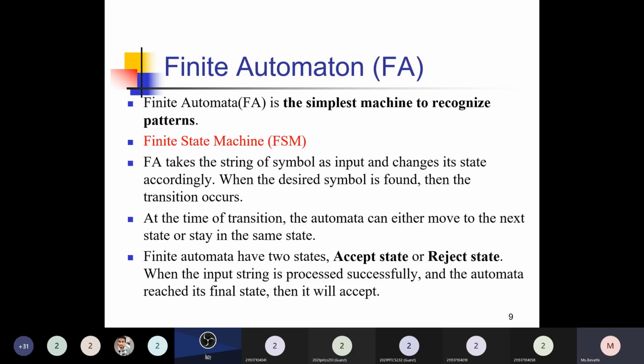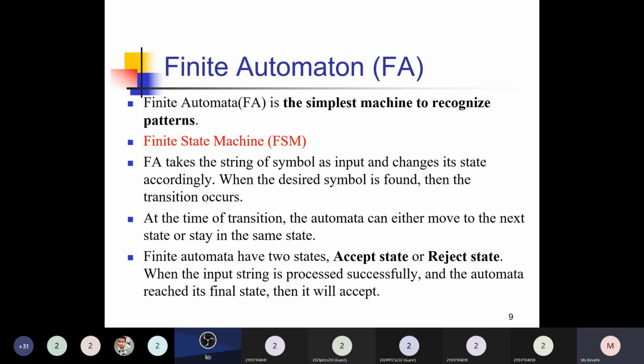Okay, now coming to the informal and formal representation. What is finite automata? It is the simplest machine to recognize patterns. Any pattern, whether it is parenthesis matching, or any string we want to accept, or designing a machine for any pattern, we need finite automata. It is the simplest machine. What is the other name of finite automata? Finite state machine, or FSM, is the other name of finite automata.